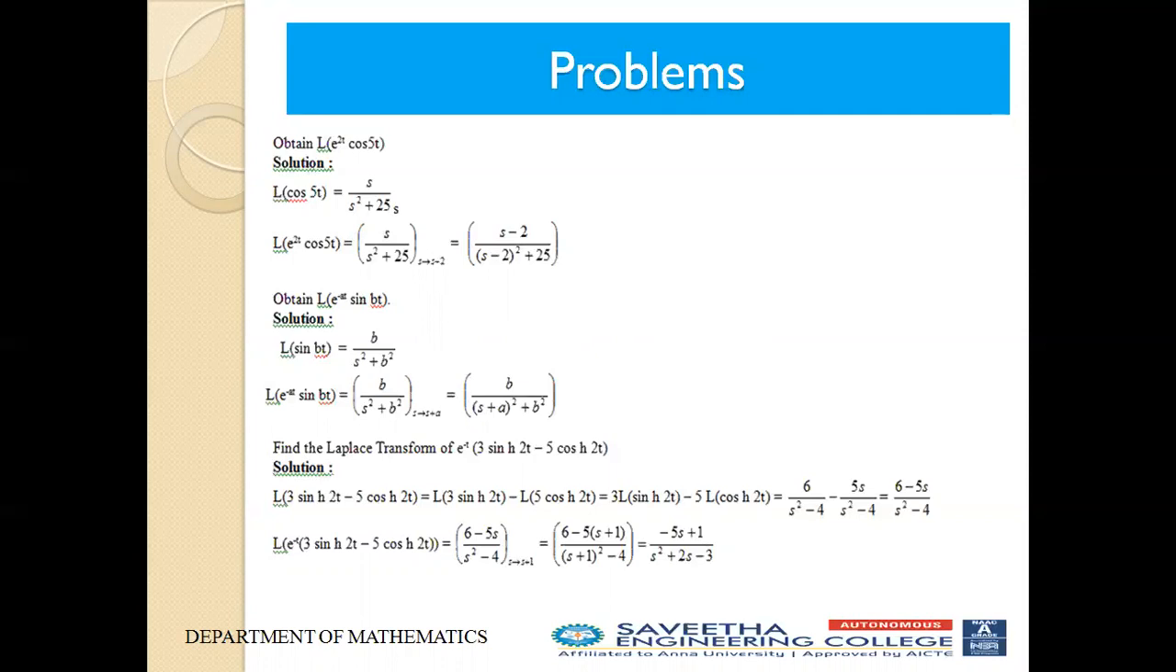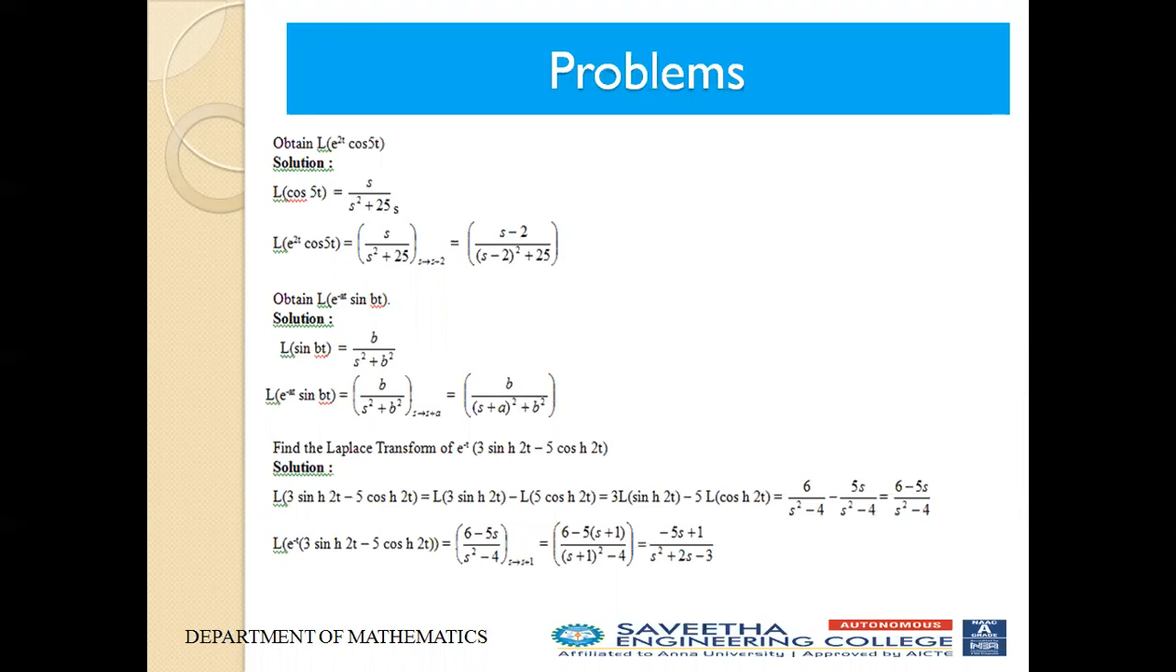Next problem, L of e power minus at into sin bt. First we are going to find the Laplace transform of sin bt, which is b divided by s square plus b square, and L of e power minus at into sin bt is equal to, we are going to replace s tends to s plus a. So we are getting the answer b divided by s plus a the whole square plus b square.